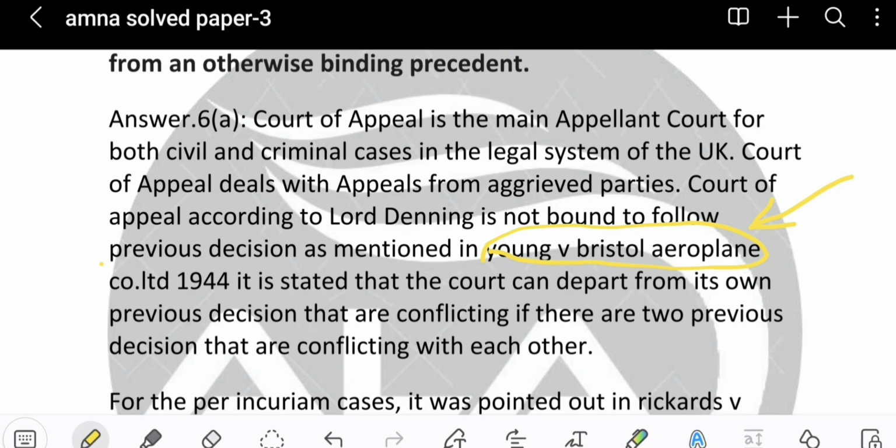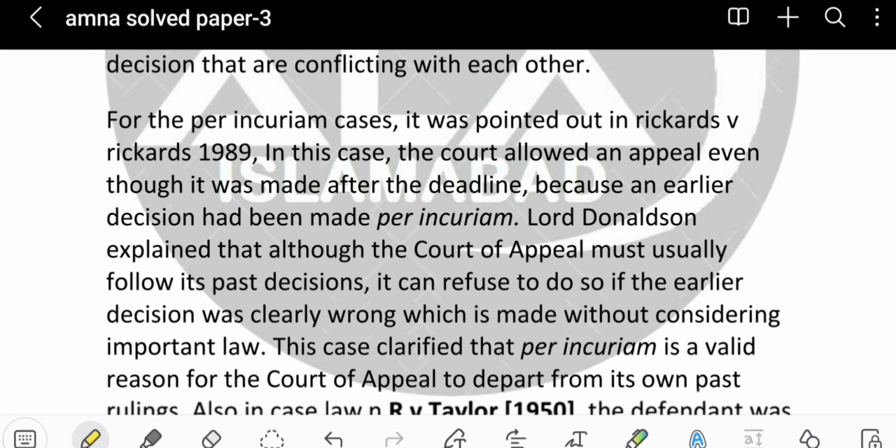Okay, next paragraph. I had mentioned that for the per incuriam cases, it was pointed out in Rickards versus Rickards 1989. In this case, the court allowed an appeal even though it was made after the deadline, because an earlier decision had been made per incuriam. So basically, in this whole paragraph, you will get 1 mark. Why? Because in this paragraph, I have added about per incuriam cases.